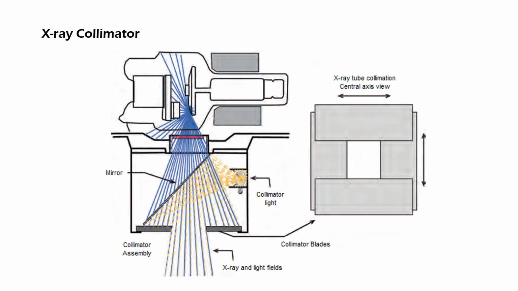With help of the light field, the operator can also adjust the collimator blades to restrict X-ray exposure to the image receptor or film cassette, and to ensure that the area being irradiated by the X-ray beam is limited to the desired region, thus reducing unnecessary exposure to healthy tissues. The X-ray collimator plays an important role in reducing dose to patient and scatter radiation to image receptor.